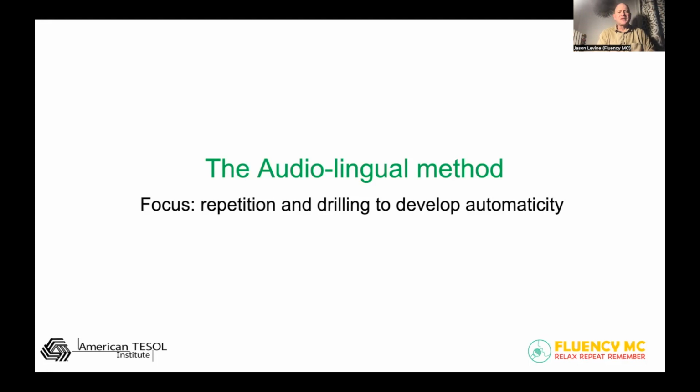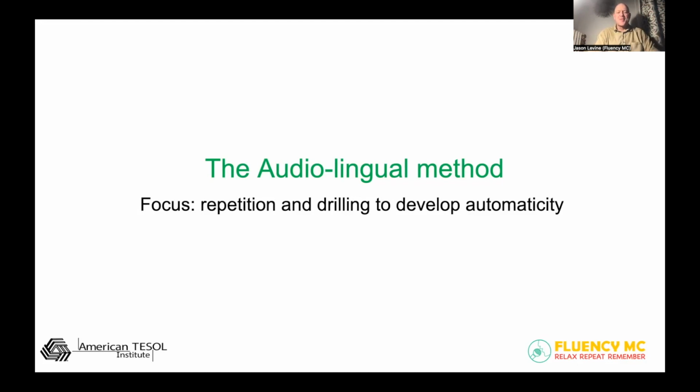So audiolingual said, look, you're not doing enough to make sure students are using the language accurately, right? Direct method, you're trying to help them with exposing them to language dialogues. Okay, they do this dialogue. Are they really getting enough exposure? Are they getting enough repetition?